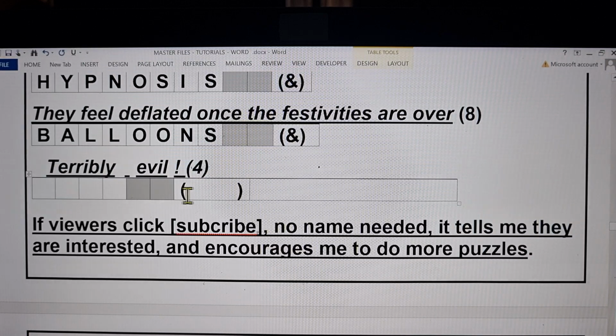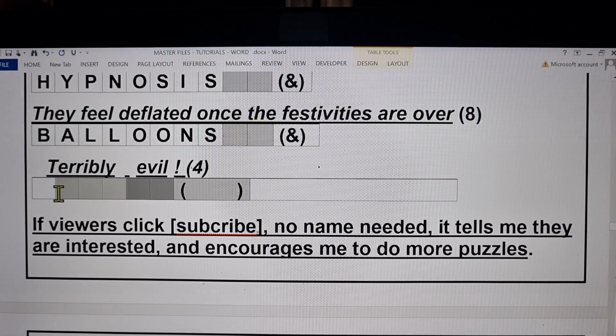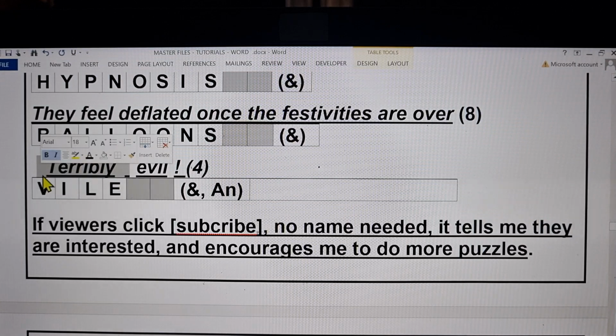Okay, back again. If something's terribly evil, 4 letters, it is vile. Did you get that? It's vile. There's a synonym for terribly evil. Now, there's something interesting here. Some of you may have picked this. That 'terribly' could also be an anagram flag. And in fact, it is in this case.